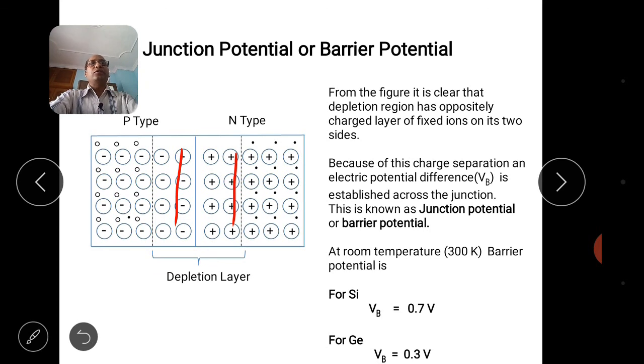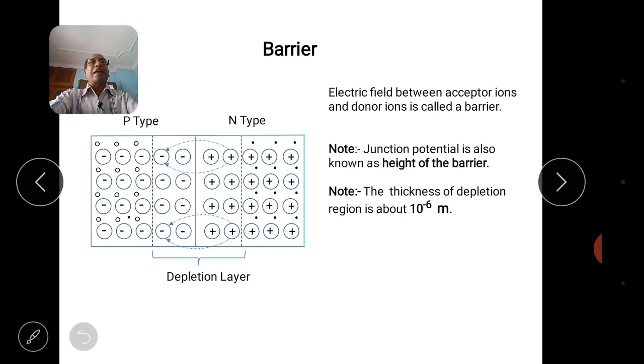This is known as junction potential or barrier potential. At room temperature, this barrier potential for silicon is 0.7 volt and for germanium it is 0.3 volt. The electric field between acceptor ions and donor ions is called a barrier, as shown in the figure. Note, junction potential is also known as height of the barrier. The thickness of the depletion region is about 10 to the power minus 6 meter.